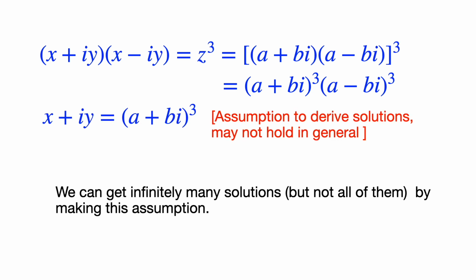If we then equate the left and right side factors, this will give us infinitely many solutions for z cubed equal to x squared plus y squared, but not all of them. So this assumption is just one possibility connecting x and y to a and b.